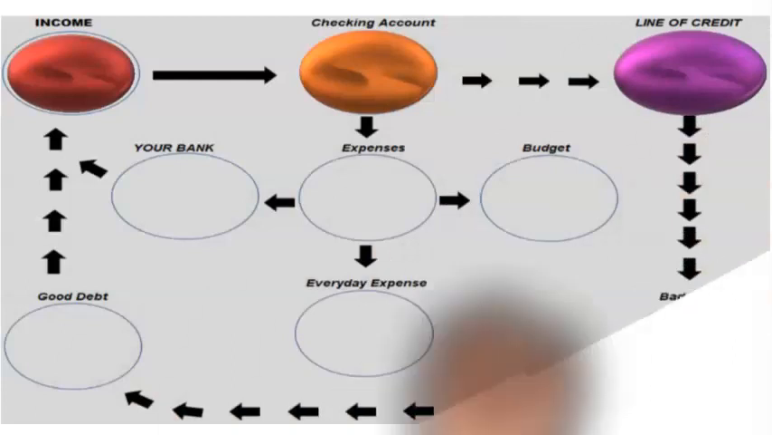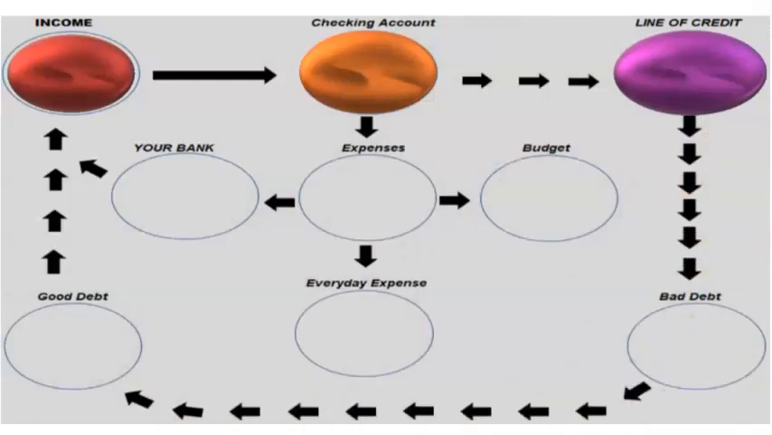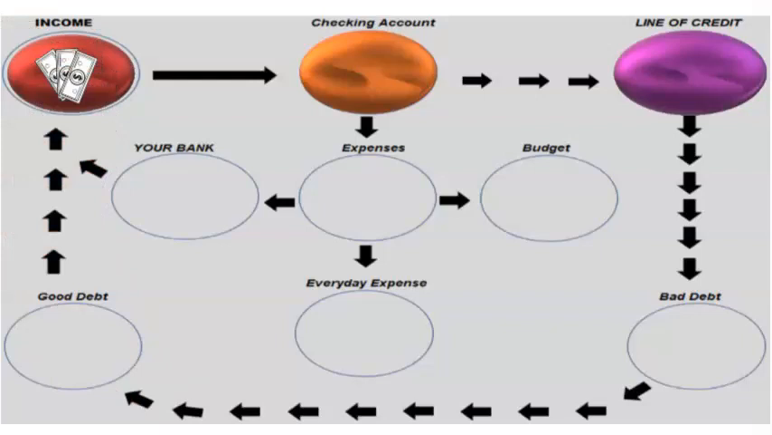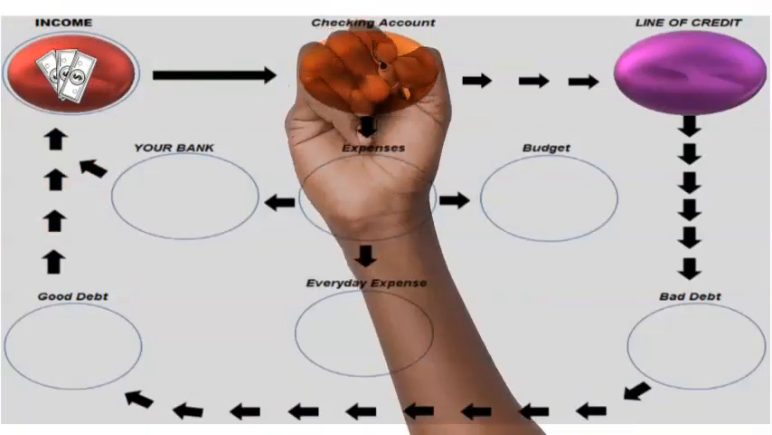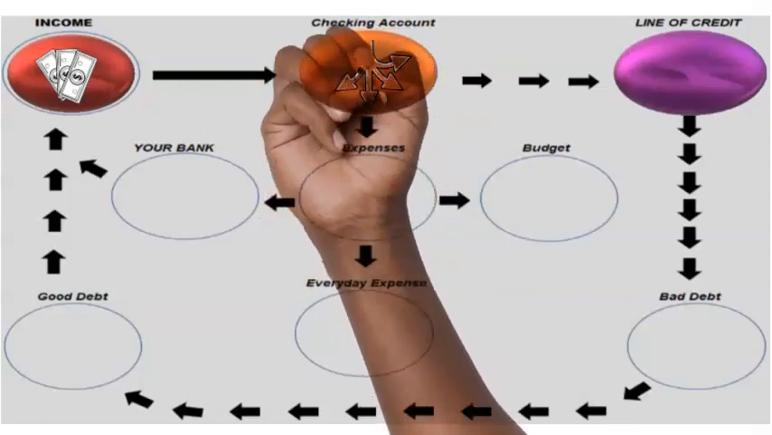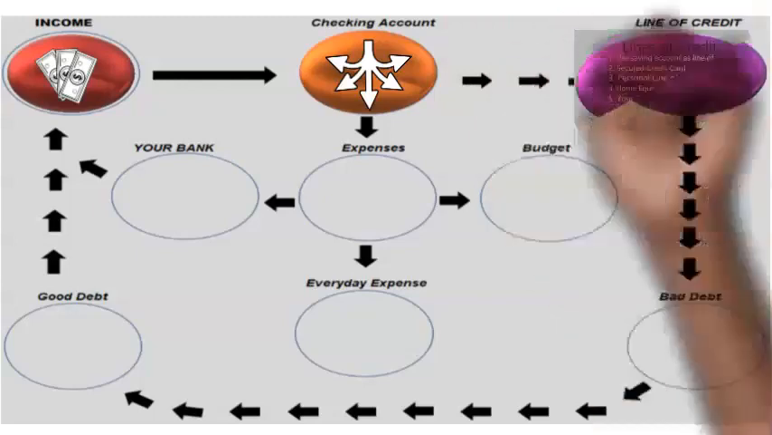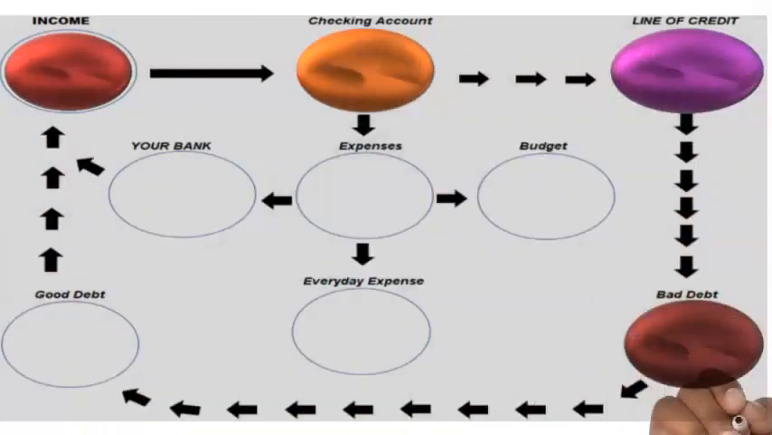Guys, welcome back to the channel. So we're going over the different bubbles in our flow chart. Over the last couple of videos, we went over income, that is all the money that comes into your household. We have also looked at checking account and how it's the gateway to all other directions on the chart. We've reviewed the different lines of credit. So in this video, we're going to go over bad debt.